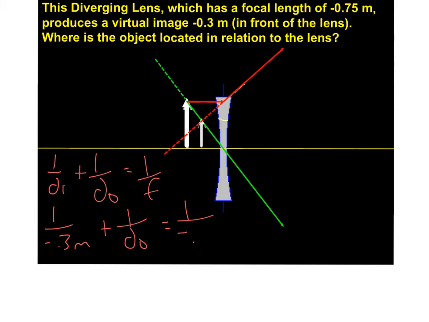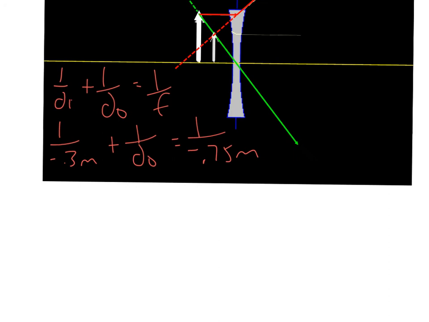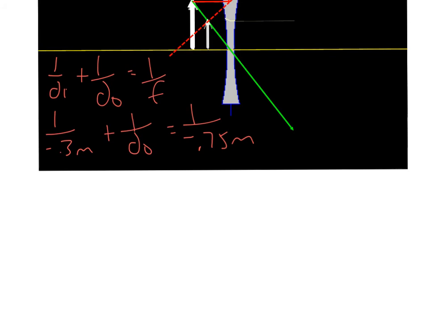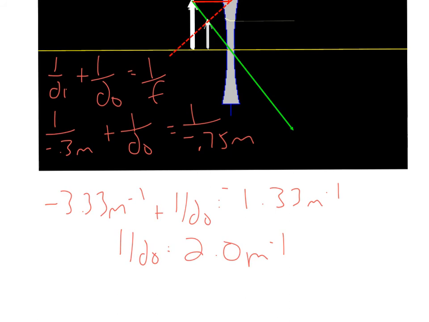Now, we can take this and solve for our DO. We go ahead and plug 1 over negative 0.3 into our calculator. We get negative 3.33 inverse meters plus 1 over DO equals, over here, if we take 1 divided by negative 0.75 meters in our calculator, we get negative 1.33 inverse meters, and then we simplify by adding positive 3.33 to both sides of the equation, and we get 1 over DO is equal to 2.0 inverse meters.